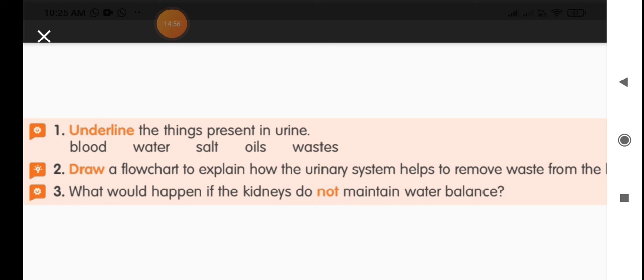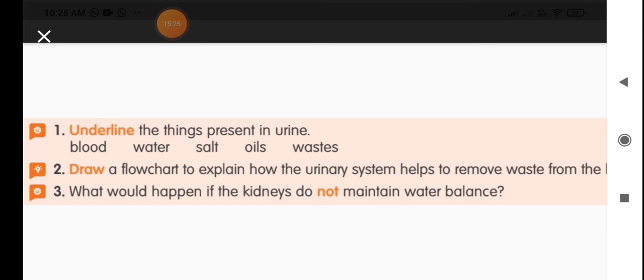Now, what would happen if the kidneys do not maintain water balance? The kidneys also maintain the amount of water in the body. If we drink less water, our urine will have less water. If we drink more water, our urine will have more water. In this way, the kidneys are helping to maintain the water balance in the body.